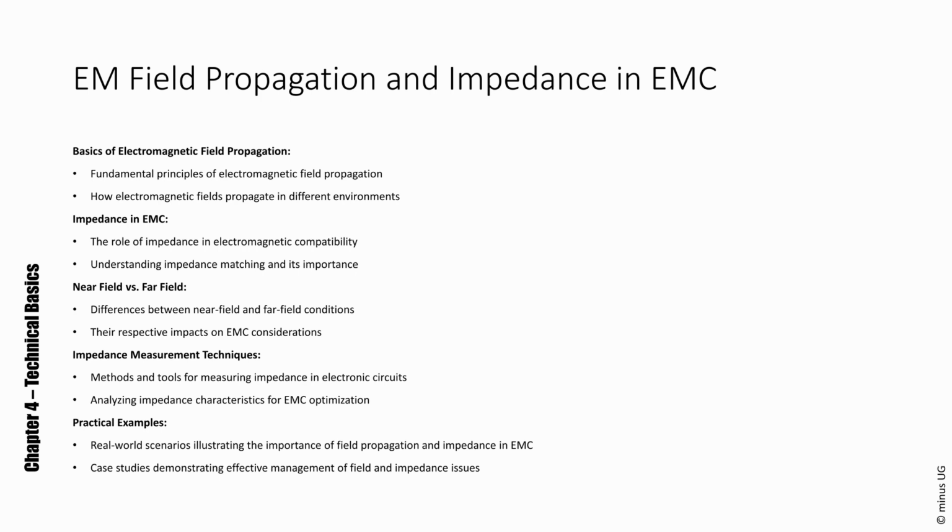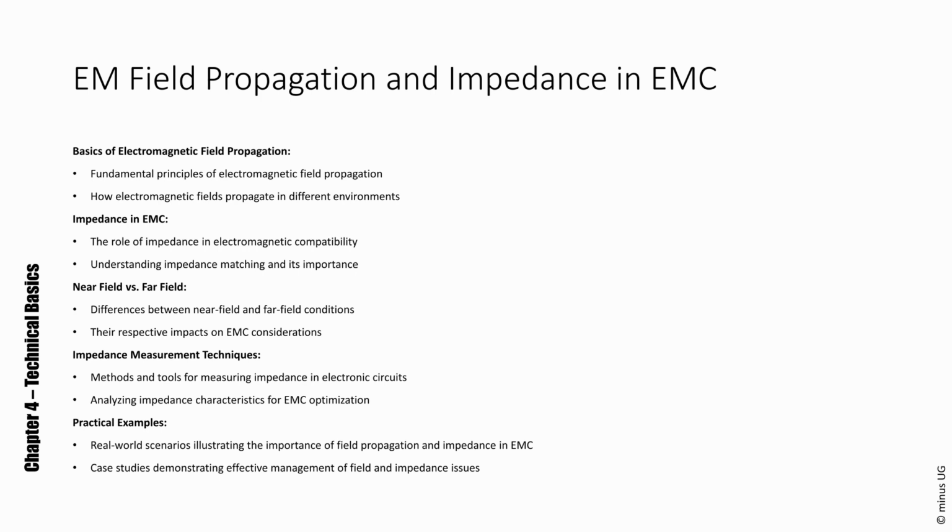EM field propagation and impedance in EMC. Basics of electromagnetic field propagation. Electromagnetic fields propagate as waves of electric and magnetic energy that move through space at the speed of light. These waves can travel through various mediums, including air, vacuum, and physical materials, which can affect their speed and behavior.